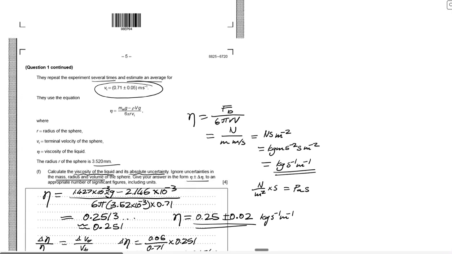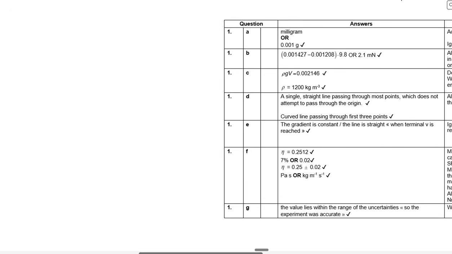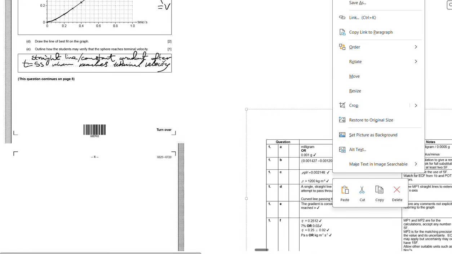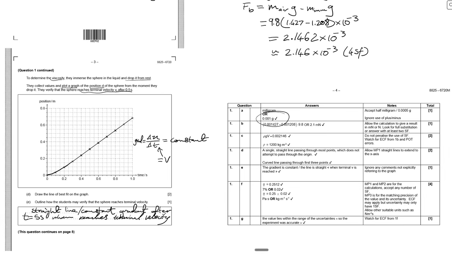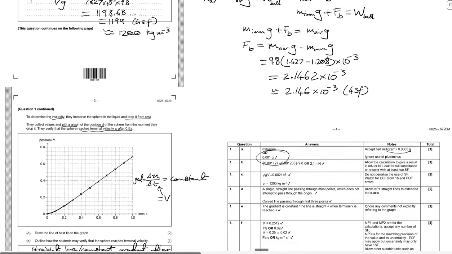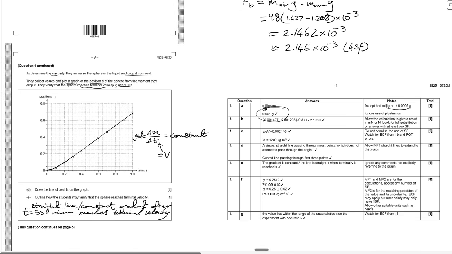Let's check our answers. I think I have the mark scheme somewhere right here. Is it here? Yeah. Okay. And so we have question 1A. Let's bring this closer. Don't want to bring it too close in case I flashed it. Okay. 0.01. We got that. Now they are saying you can use this as your precision, but our correct answer would be 0.001.